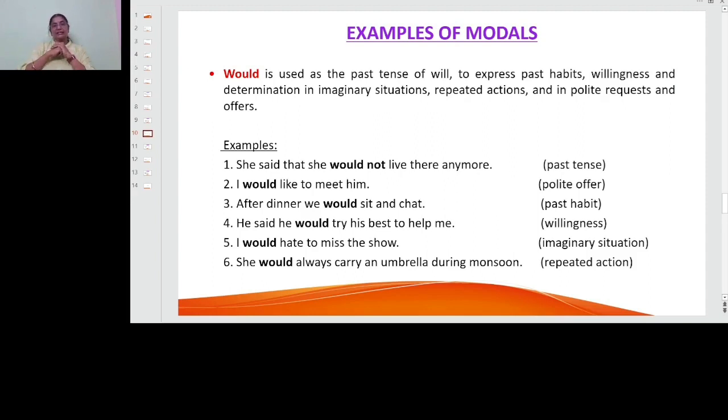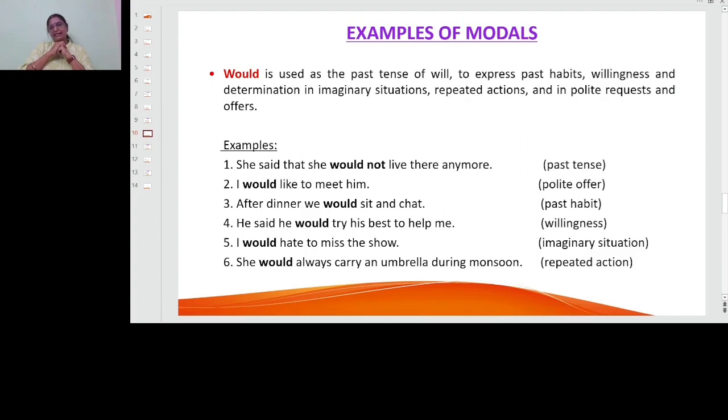He said he would try his best to help me. So, it's a willingness. I would hate to miss the show. Imaginary situation. I'm very much interested to go to the show, but I would hate to miss the show. So, if I don't get permission, I won't like it. I want to see the show. So, I would hate it if they don't give me permission.